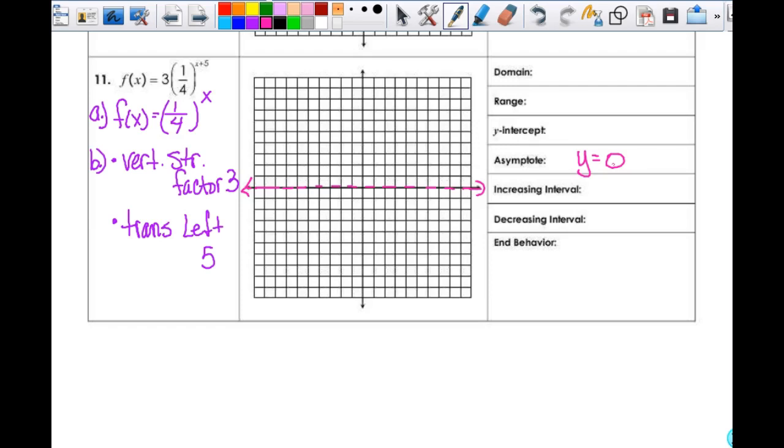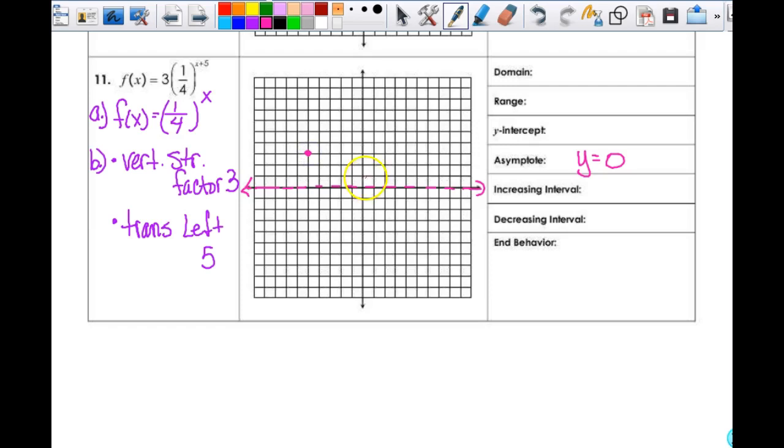Then I've got to go through my process here. I start at 0, 1. I'm going to have a vertical stretch by a factor of 3. So my y value now becomes what? 3. Make sure you don't count up 3 from there because that's a common mistake. And then I translate left 5. 1, 2, 3, 4, 5. There's my new point.